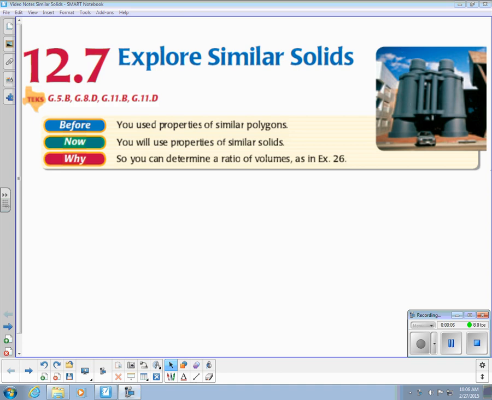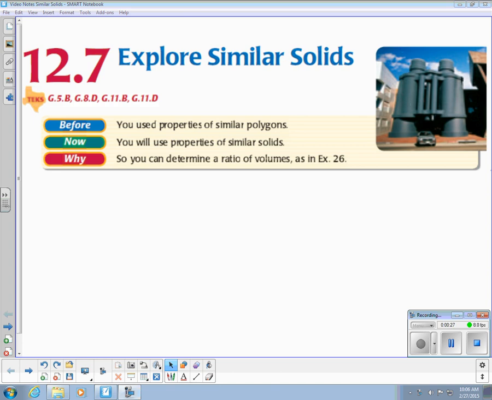Today we're going to talk about similar solids. Before this lesson, we've talked about similar polygons and perimeter and side lengths and how those ratios compare. And then when we did area, we talked about how figures that are similar have side ratios, perimeter ratios, and then area ratios. And now we're finally moving into three-dimensional solids.